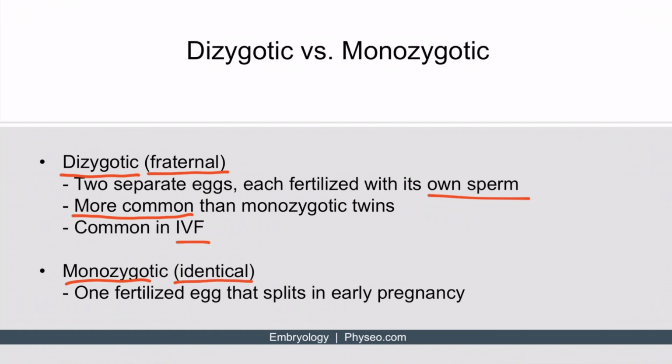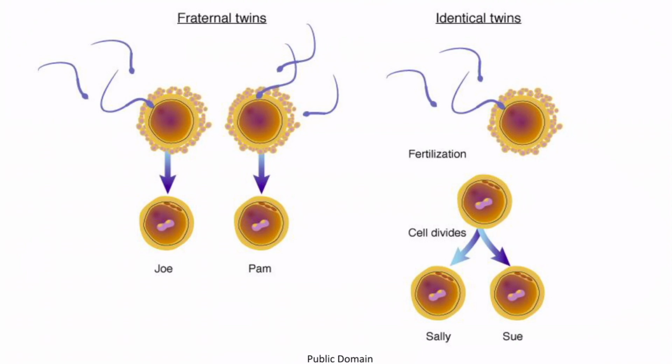Monozygotic twins arise from one fertilized egg that splits early in pregnancy, and we will discuss the timeline of this splitting process a little later in this video. This image helps show the difference between dizygotic or fraternal twins and monozygotic or identical twins. The image on the left shows two different eggs being fertilized by different sperm, whereas the image on the right shows one egg being fertilized by one sperm. And then it divides, leading to monozygotic twins.